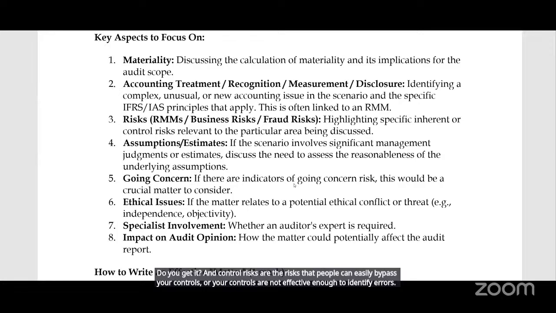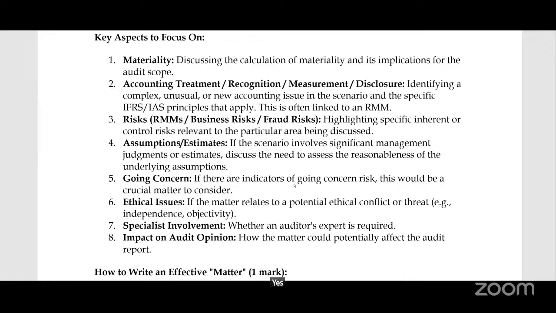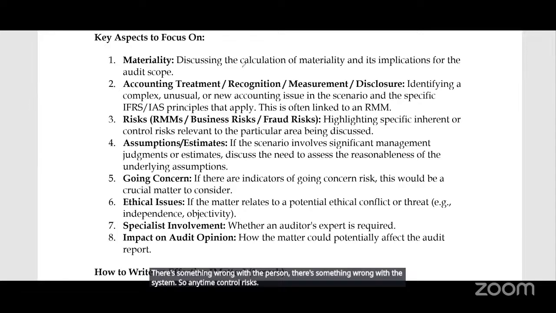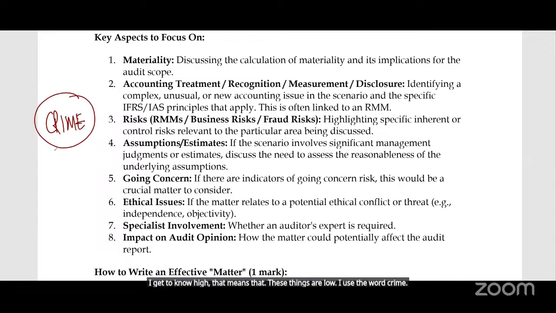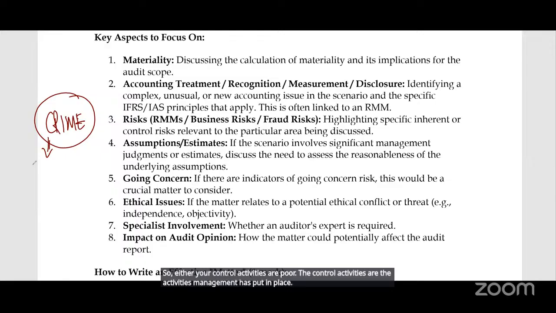Are you learning something? Yes. So if my controls are not strong enough to identify errors, then that means there's something wrong with the person who is supposed to identify the error, or there's something wrong with the system. So anytime control risks are high, it means that these things are low. So either your control activities are poor. The control activities are the activities management has put in place to check the risk in the system.